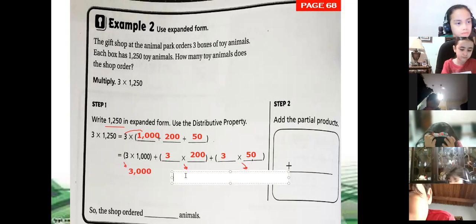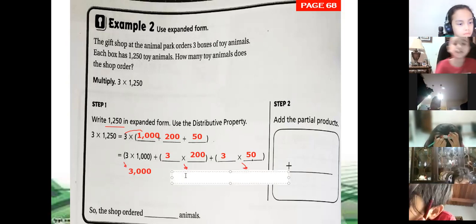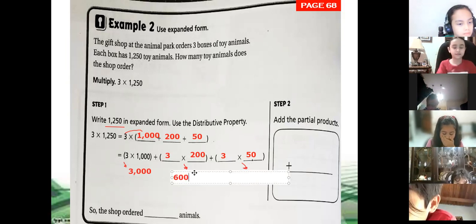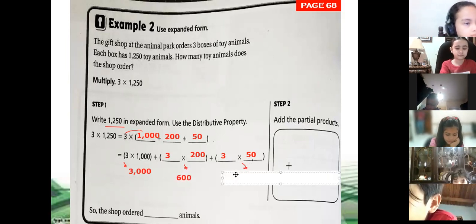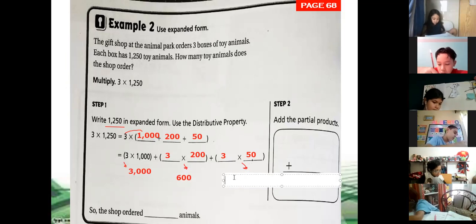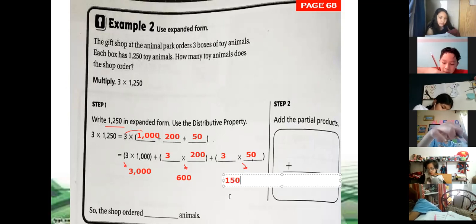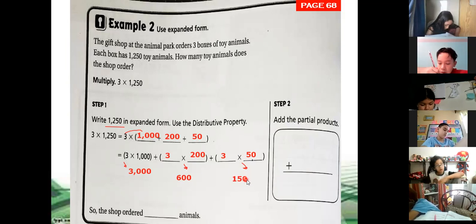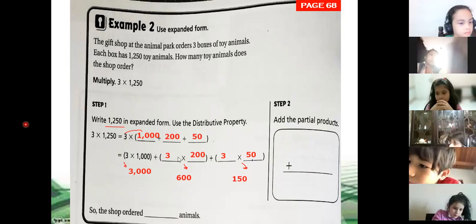3 times 200 is 600. 3 times 2 equals 6, and you copy the 2 zeros. And now 3 times 50. You multiply 3 times 5, and you copy the 0. 150. Excellent, Rebecca. 3 times 5 equals 15, and you copy the 0. Remember, when we multiply by tens, we learned this.